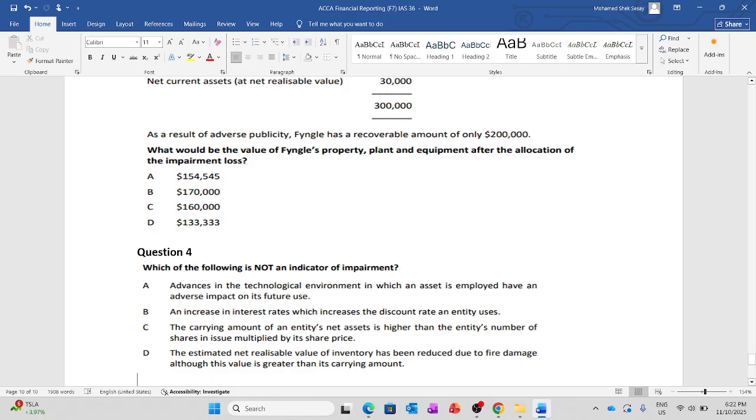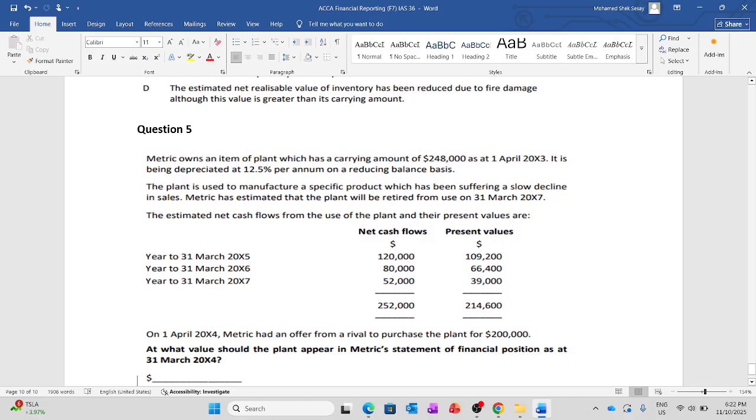Also, question 4, which of the following is not an indicator of impairment? Question 5, we are going to look at how we can calculate the value of plant in the statement of financial position. So this is all we are going to do.